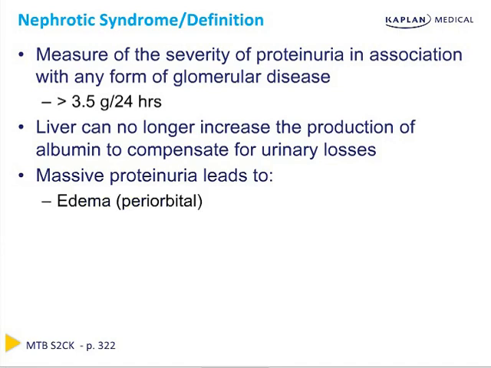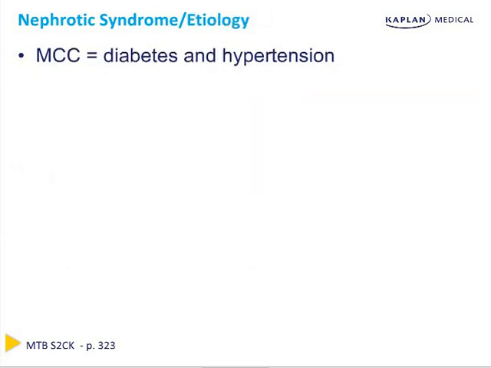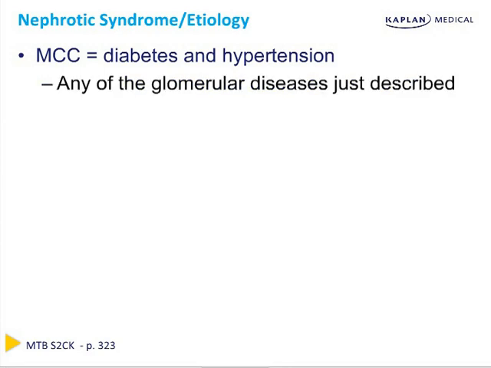Those symptoms include edema, particularly around the eyes, hyperlipidemia, and a prothrombotic state. The prothrombotic state is brought on by urinary losses of protein C, protein S, and antithrombin. The most common causes of nephrotic syndrome are also pretty common diseases in the population. Those are diabetes and hypertension. Ultimately, though, any of the glomerular diseases we described earlier in this lecture can lead to nephrotic range proteinuria.